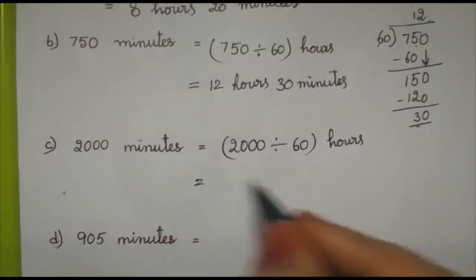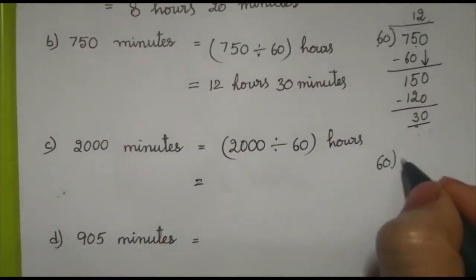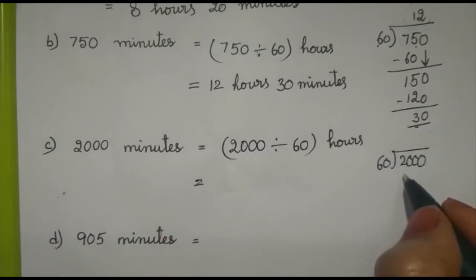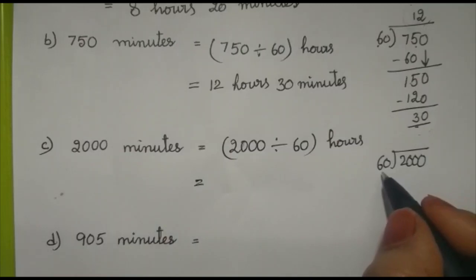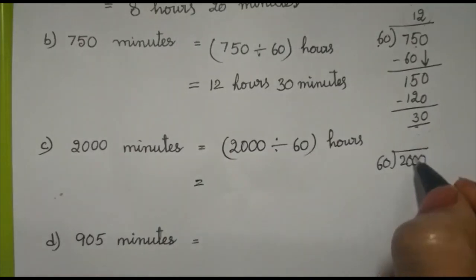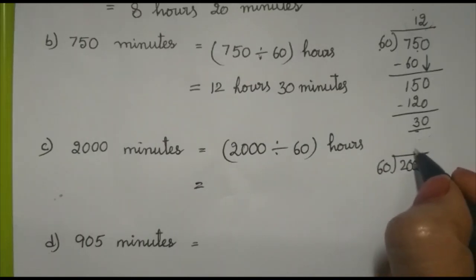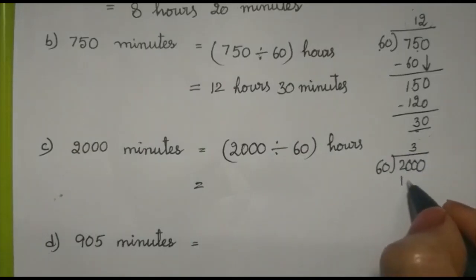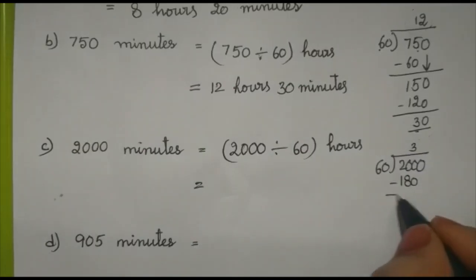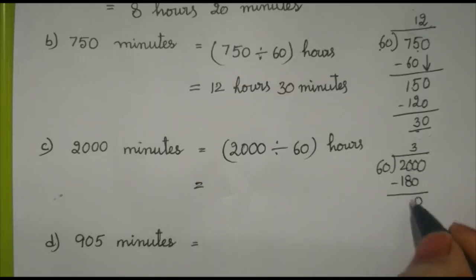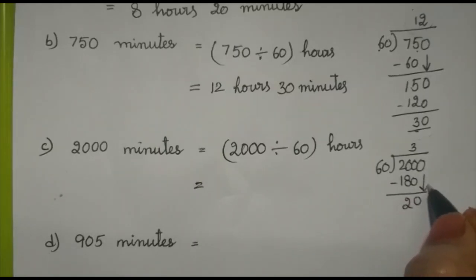Yes. Now divide. Here can we take 2 digits, children? No, because here 20 is less than 60, so we cannot take it. We have to take 3 digits together. What is the nearest number to 200 in the 60 table, children? 1 sixty is 60, 2 sixties are 120, 3 sixties are 180. So we will take 3 sixties are 180. Now 0 minus 0, 0, 20 minus 18, 2. Again 0 will come down.